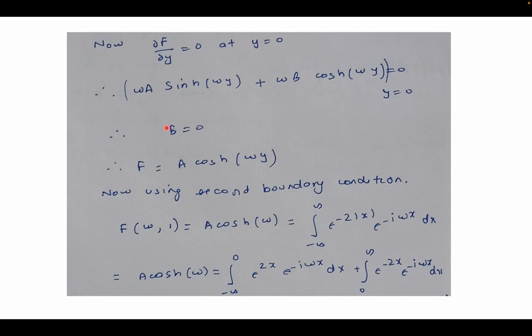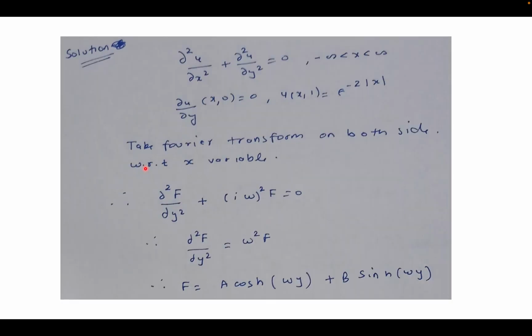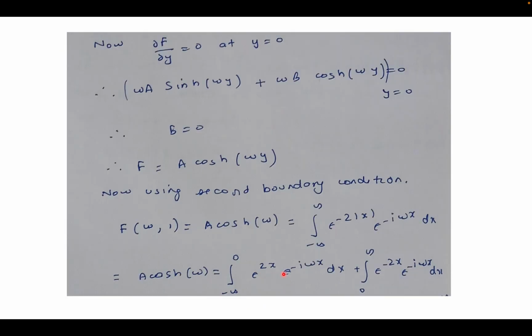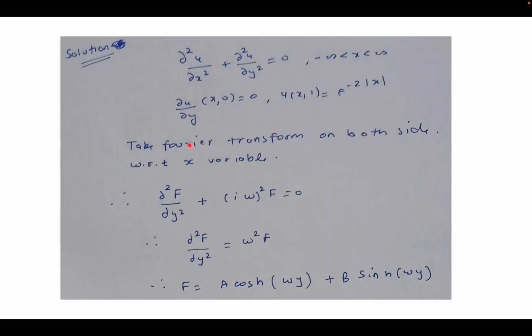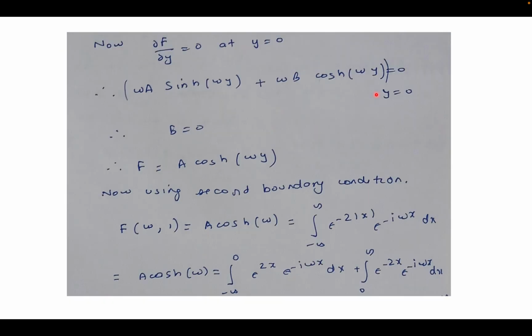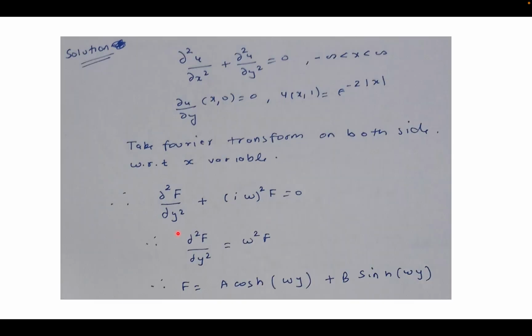So if b is 0, then our form remains only a cosh(ωy), right? Now you just need to find the value of a, and for that you need to use the other boundary condition. The other boundary condition is u(x, 1) = e^(-2|x|), right? So you can write F(ω, 1). If you take the Fourier transform of both sides, the Fourier transform of u(x, 1) will be F(ω, 1).